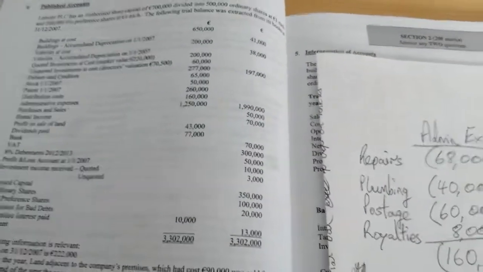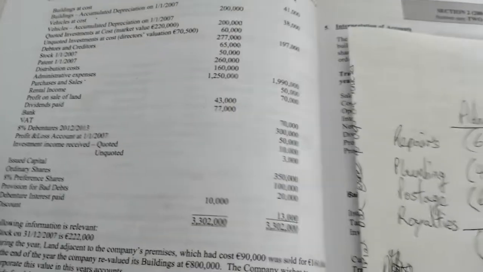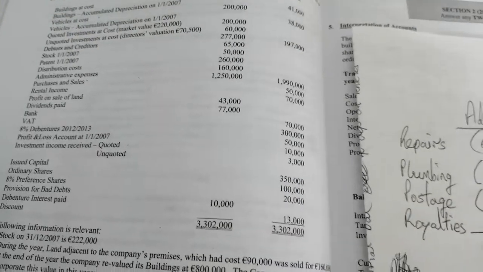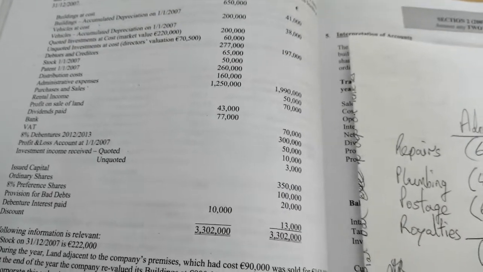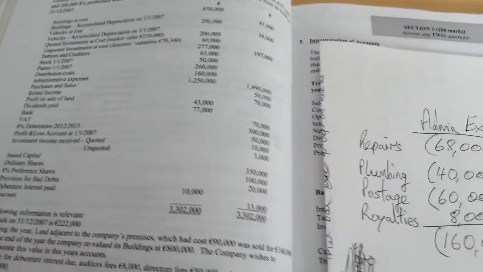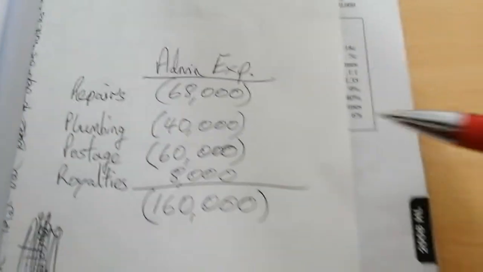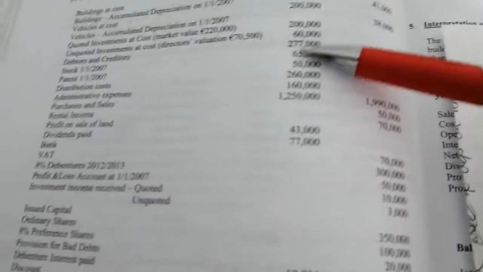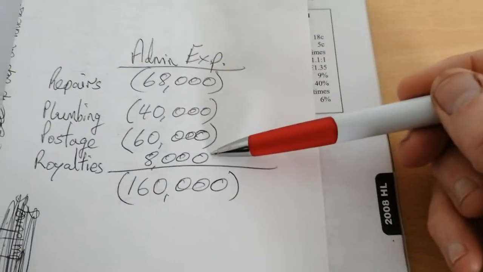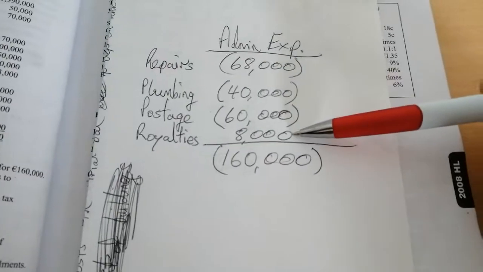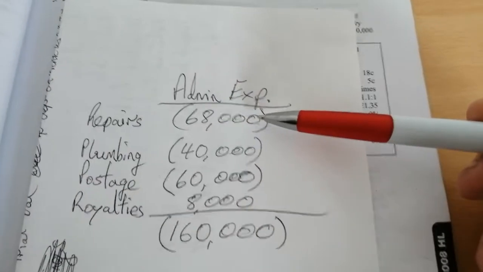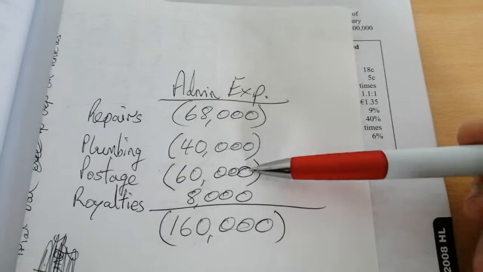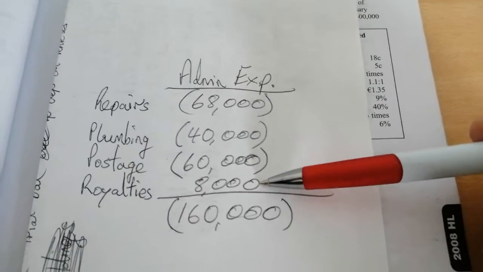Okay, so there's just one thing in particular that I want to go through because it's a kind of difficult concept to understand. So I've just made up a hypothetical scenario here, that the 160,000 from here is made up of a number of different figures, a number of different expenses. Now I've put one in here that isn't an expense, so I've said that it's made up of repairs, plumbing, postage, and this patent royalties.